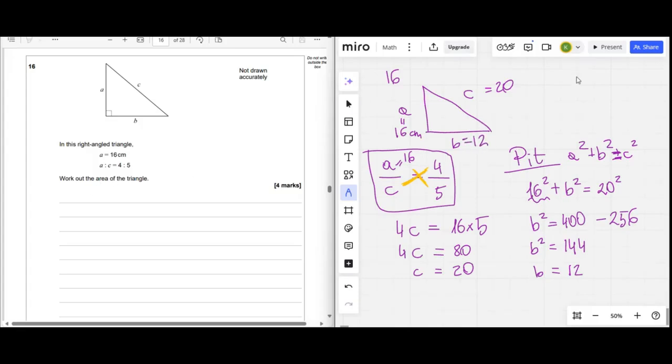And work out the area of the triangle. Area of a triangle is 1/2 times its base times its height. So here our base is 12 and our height, with a right angle triangle, is just this side A being 16.